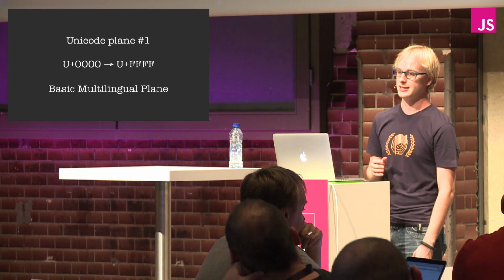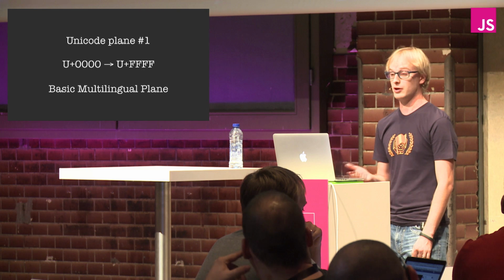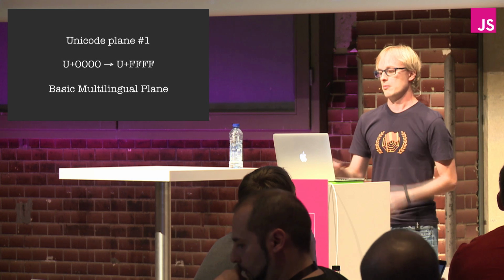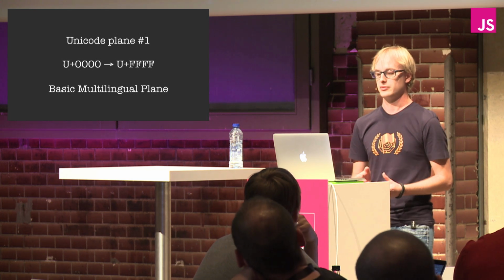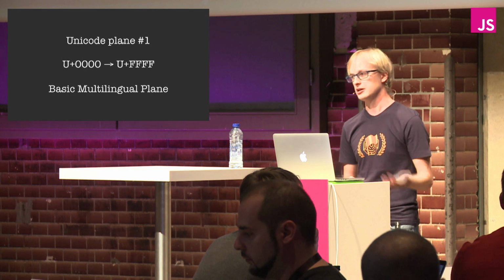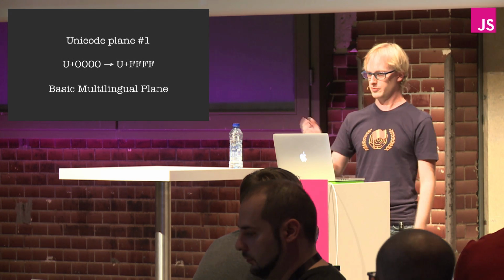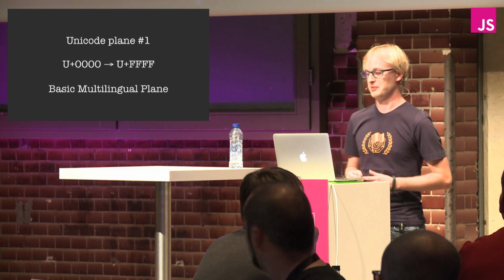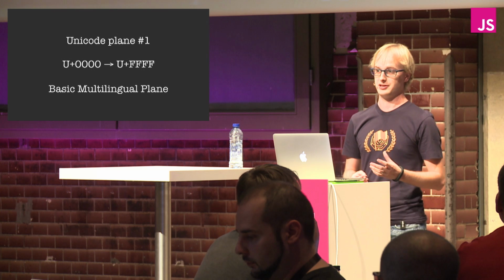And the first of these planes is called the BMP, and it's probably the most important one because it contains all the most commonly used symbols. So most of the time, you don't need any symbols or any code points outside of the BMP to write a text document in English or Spanish or even in German with all your crazy characters. So just like any other plane, it contains about 65,000 symbols.